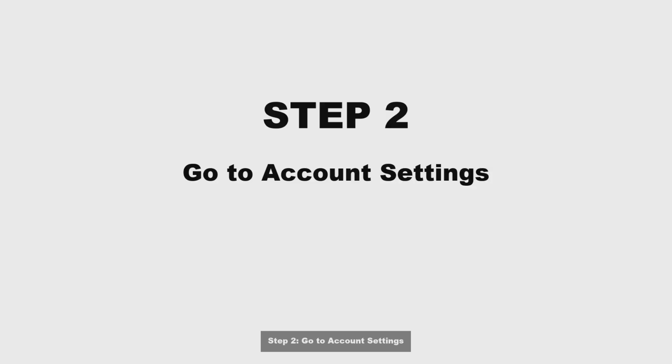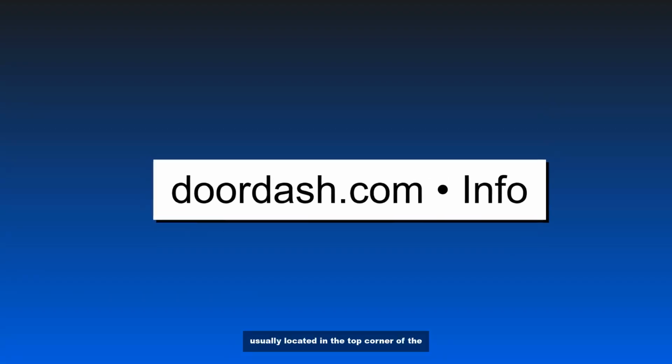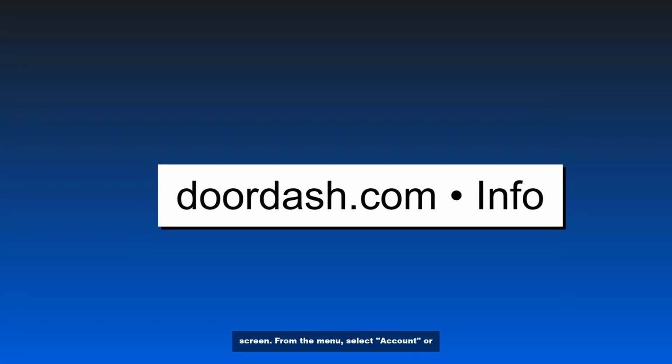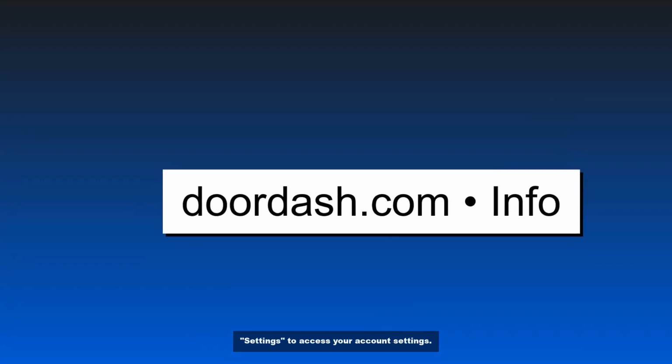Step 2. Go to Account Settings. Tap on the profile icon or the menu icon, usually located in the top corner of the screen. From the menu, select Account or Settings to access your account settings.